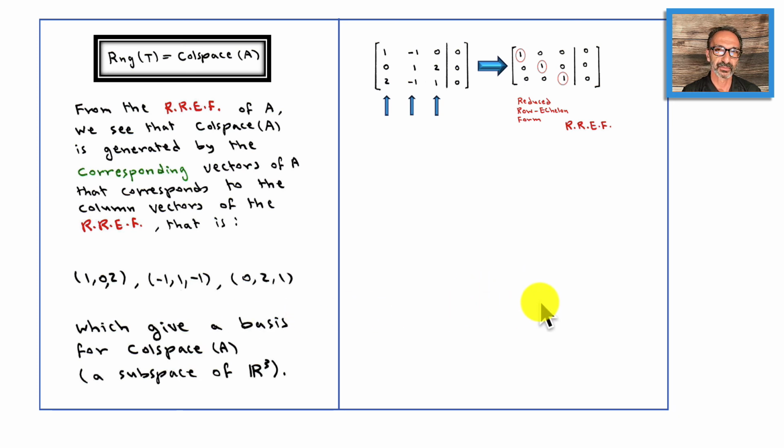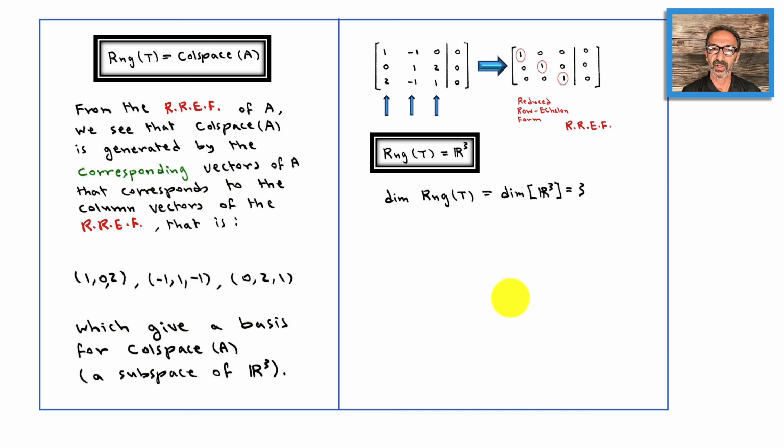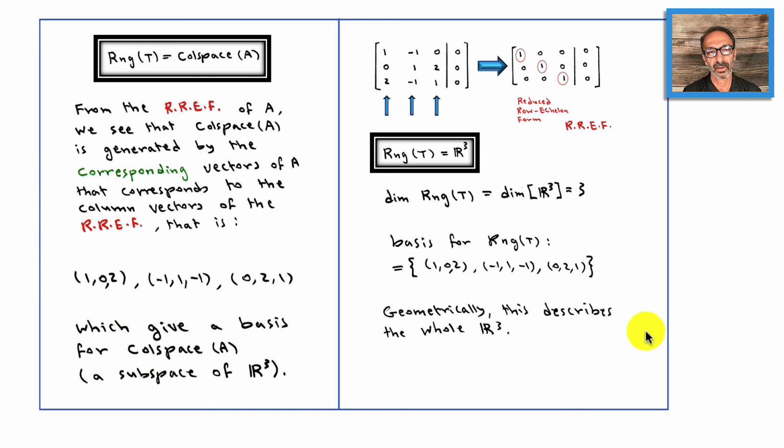So what is the range? The range is actually the entire R^3, because we have 3 independent vectors which build or form the basis for the range. The dimension of the range is the dimension of R^3, which is 3. The bases, as I mentioned, are these 3 independent vectors in R^3. Geometrically, this describes the whole R^3.